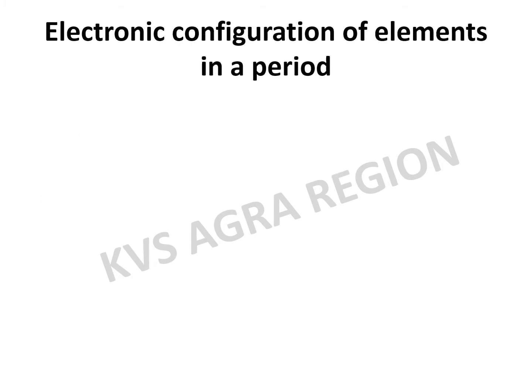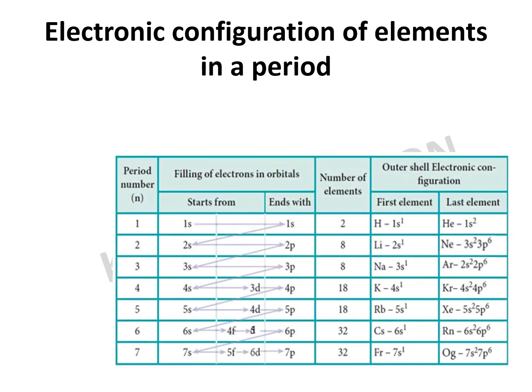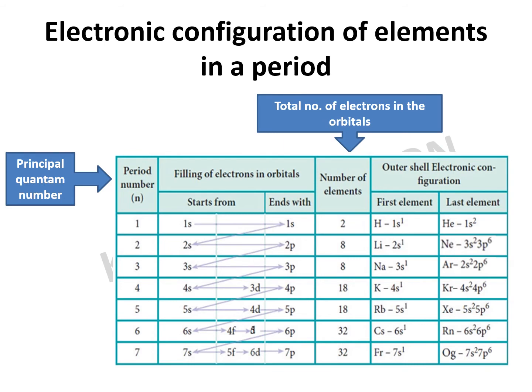Electronic configuration of elements in a period, and how they are correlated with the principal quantum number. Let's try to understand it. From the table, we can see that the period number depends upon the principal quantum number, that is, in which the last electron enters. And the number of elements in a particular period depends upon the total number of electrons in the orbitals. Here we can see in the first period, the electron enters only in the s orbital, which can accommodate only 2 electrons. Hence, the number of elements in period 1 is 2.